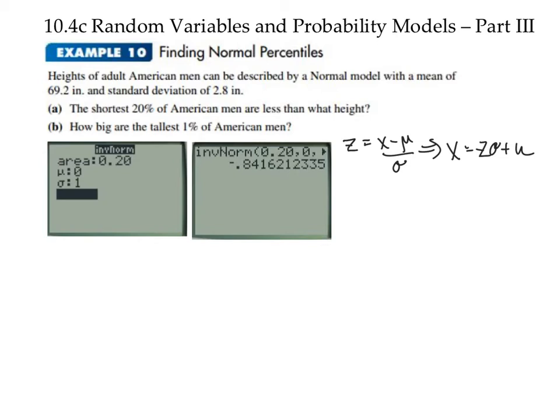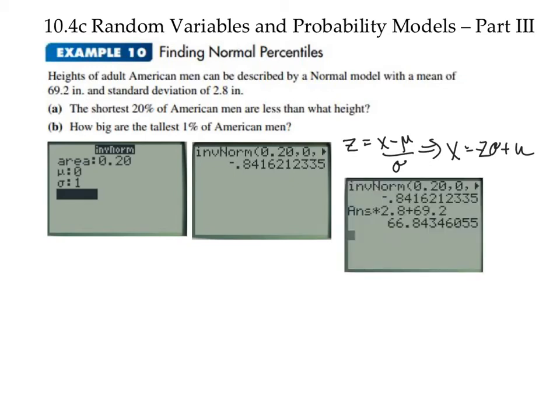If I take that expression, multiply it by sigma, which is 2.8, and add mu, which is 69.2, I'll get the answer to the question. And I can do that right on my calculator. Notice how I used answer times 2.8, which is z-score times sigma, plus 69.2, which is the mean, and I get an answer of 66.843. So that answers question A. The shortest 20% of American men are less than 66.8 inches, which is 5 foot 6.8 inches.